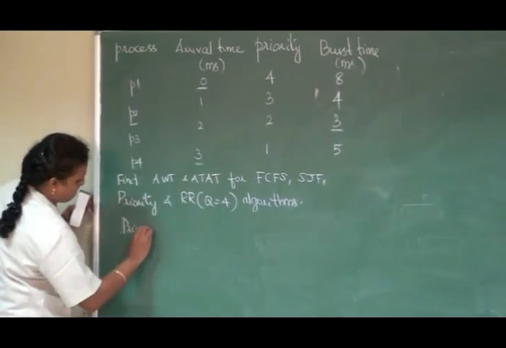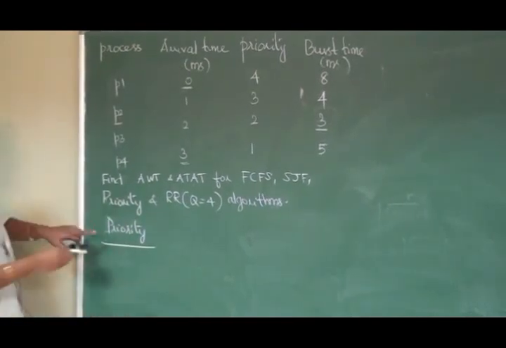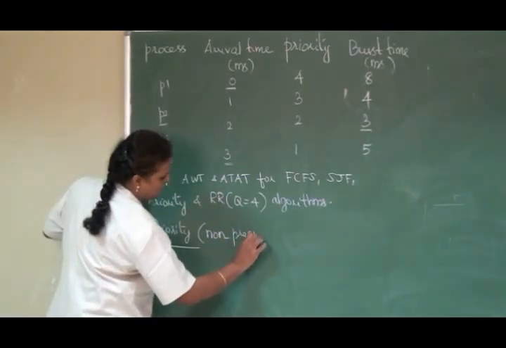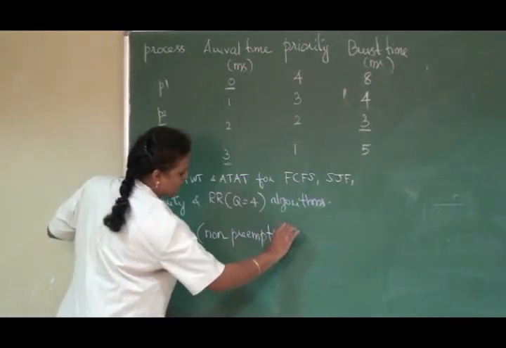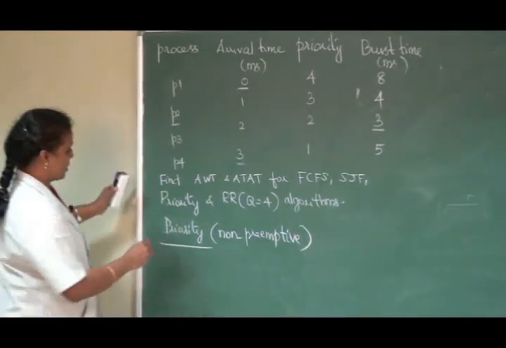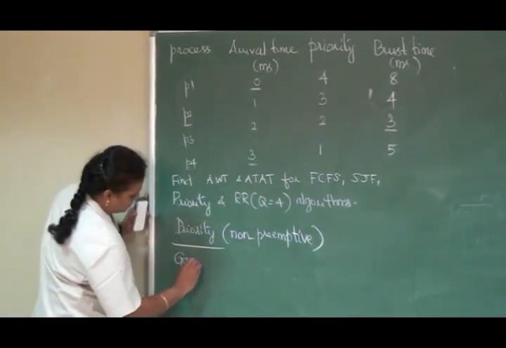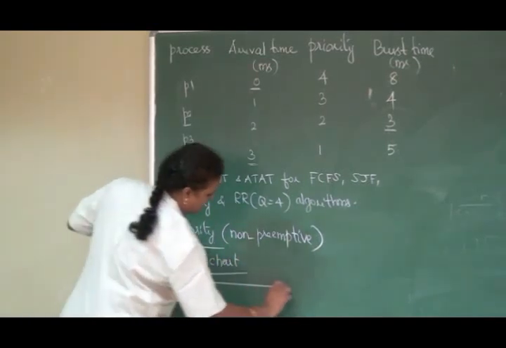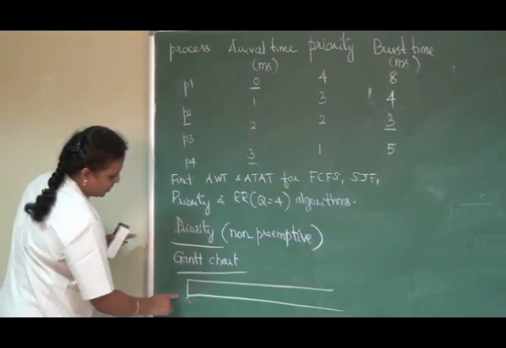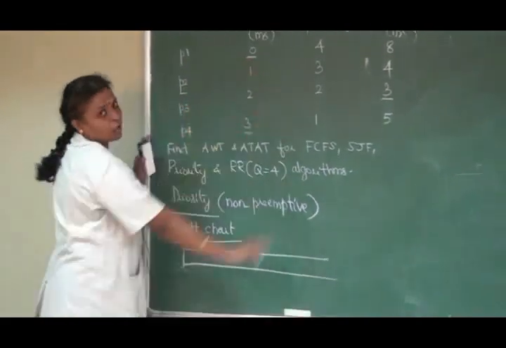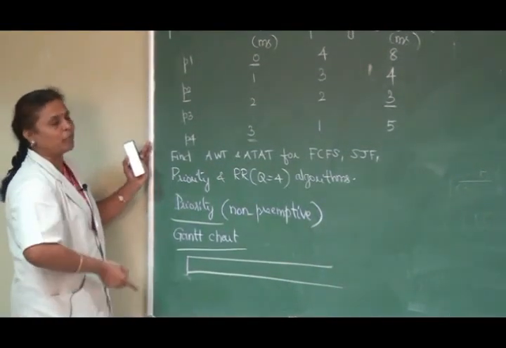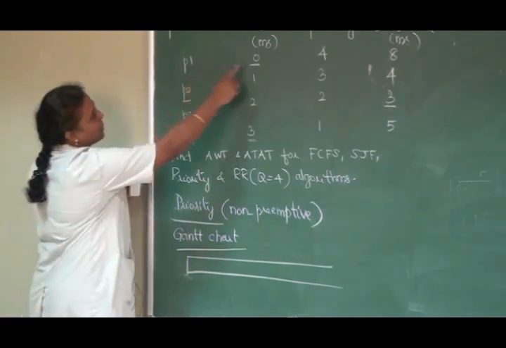So priority scheduling. For priority scheduling, let us take non-preemptive. So we have to draw a Gantt chart. Process P1 arrived at the 0th millisecond, so only one process is there. So the CPU should be allocated to that particular process, whatever may be its priority.